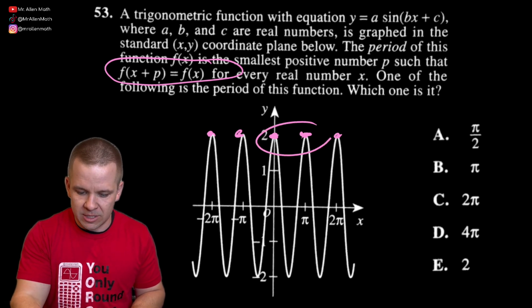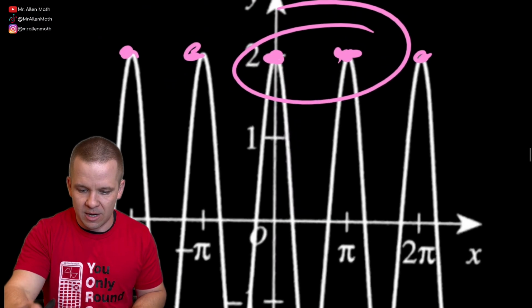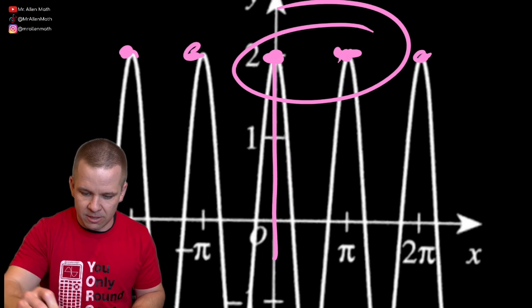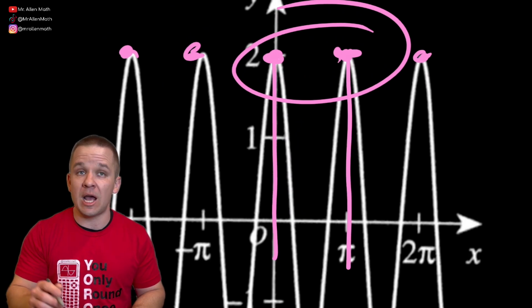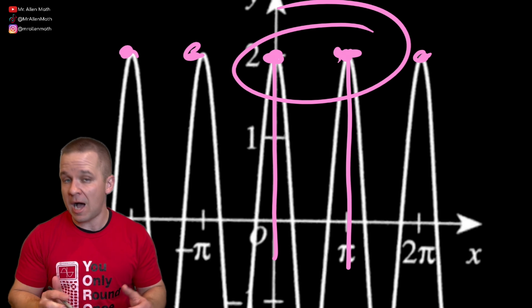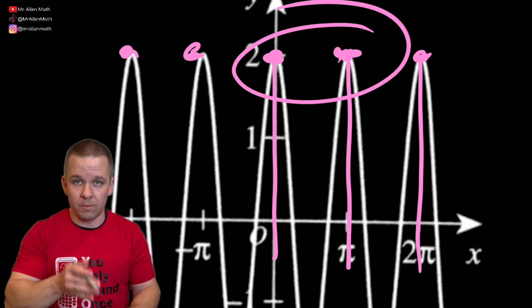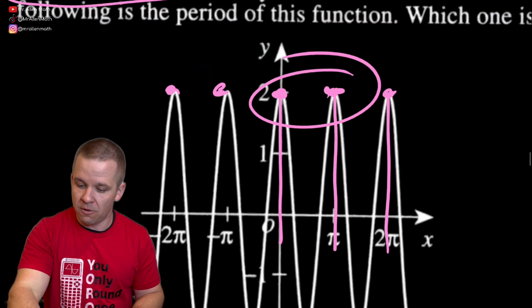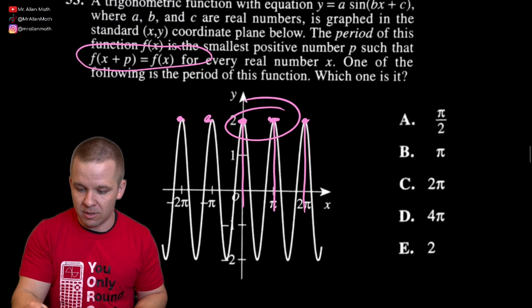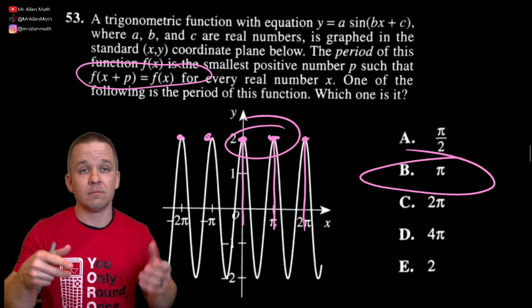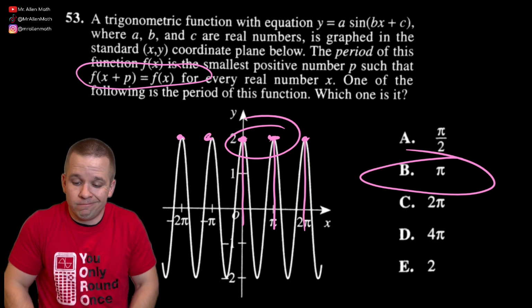Well, let's look at just these two right here. And if I zoom in, I can see that that's happening at 0 and then at pi. So it happens over a distance of pi that it's repeating itself. And then to the next one, 2 pi. So 0, 1 pi, 2 pi, 3 pi, so on and so forth. My answer here is going to be choice B, pi. That's my period. That's about it for that one.